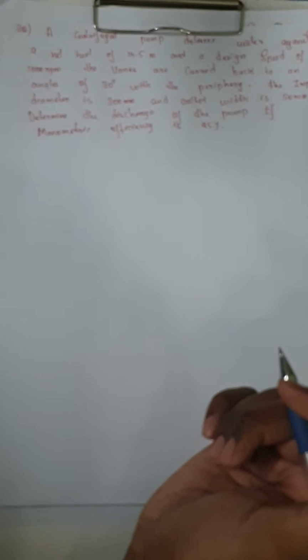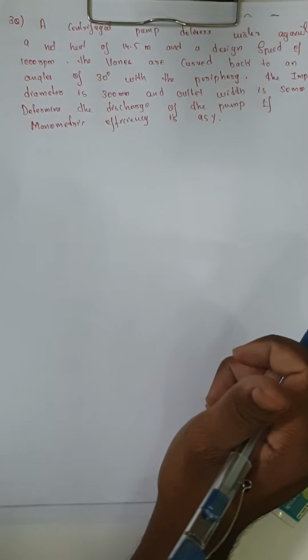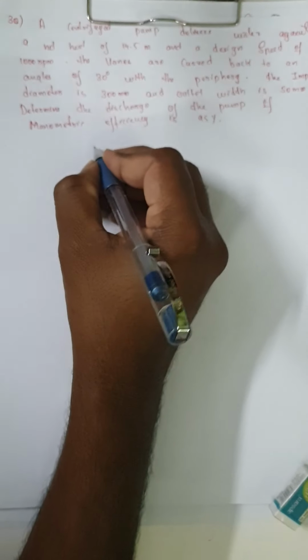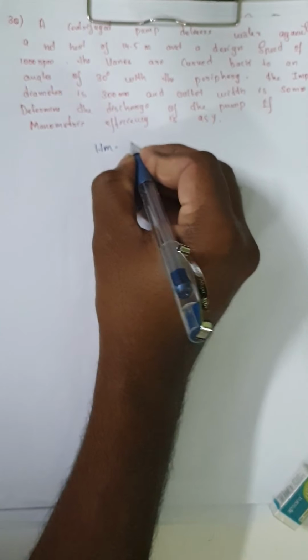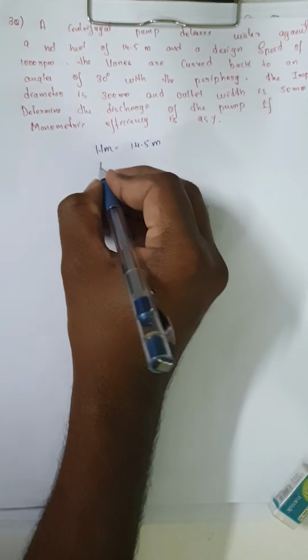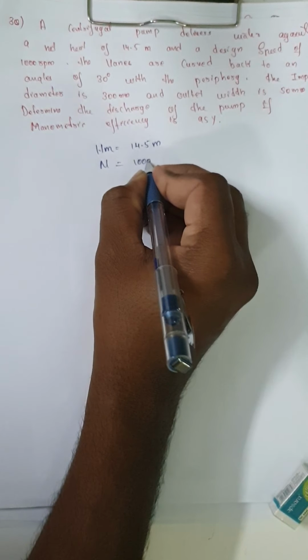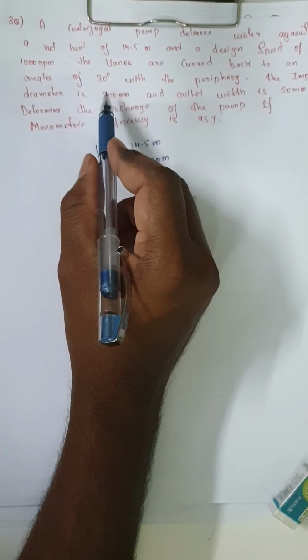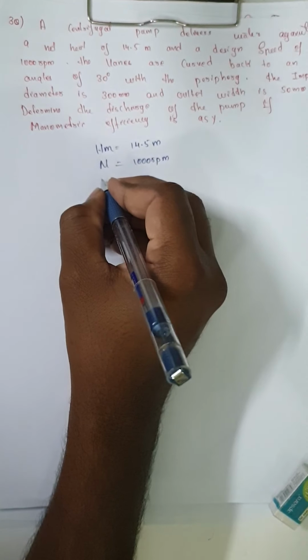Okay, in this next problem, what is given? A centrifugal pump delivers water against a net head. Net head is given. First numerical: a centrifugal pump is given. Net head is designated with HM. HM is equal to 14.5 meter. Speed is given. Speed is N, N is equal to 1000 RPM, and the curve angle is given. Angle is equal to phi value is given.